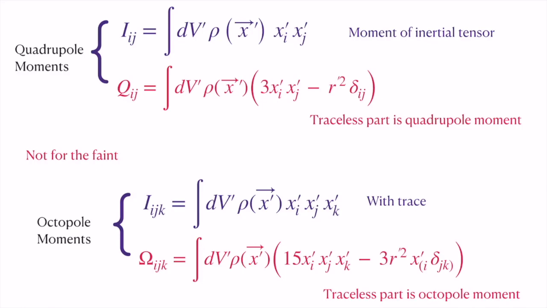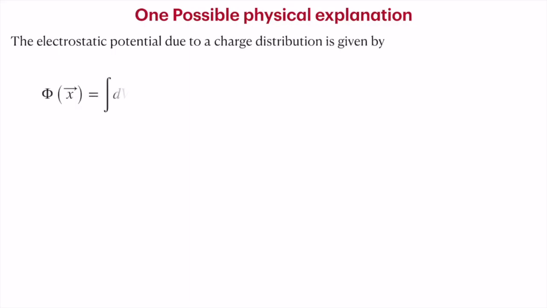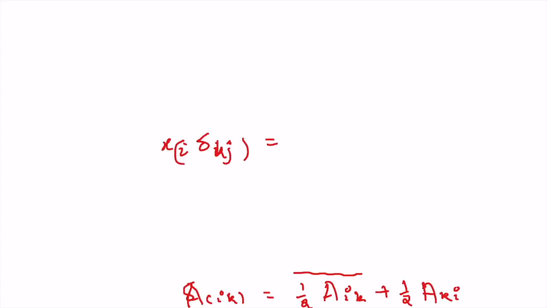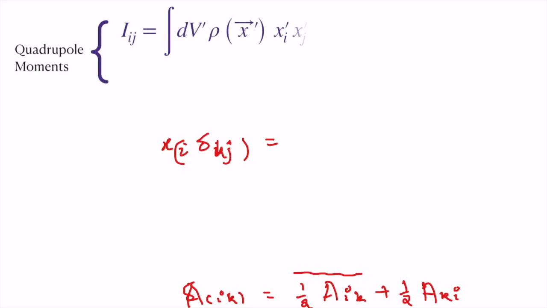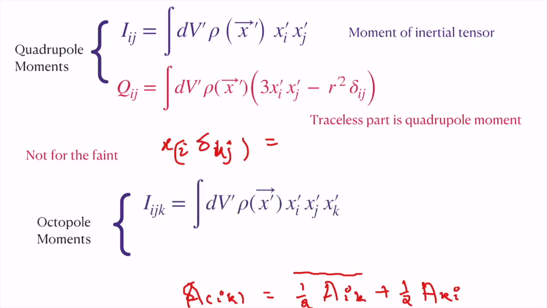So let me write it here. x_i delta_kj, it means that since the delta is already symmetric... oh, we have jumped a page back. Okay, here we are. Let me quickly go over this and explain the three-index symmetrization. It is already symmetric about ijk.